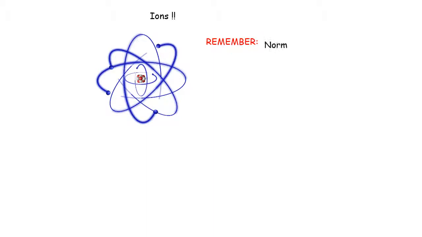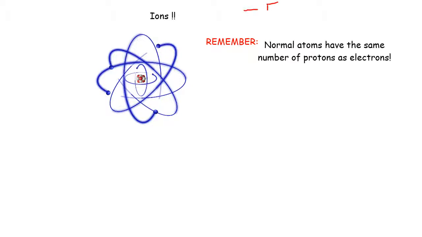Remember, normal atoms have the same number of protons as electrons. So in a boron atom, if I have 5 electrons, which is negative, and I have 5 protons, which is positive, I should have a total of a 0 charge, because negative 5 plus 5 is 0. Negative 5 being the electrons, positive 5 being the protons. They cancel each other out.